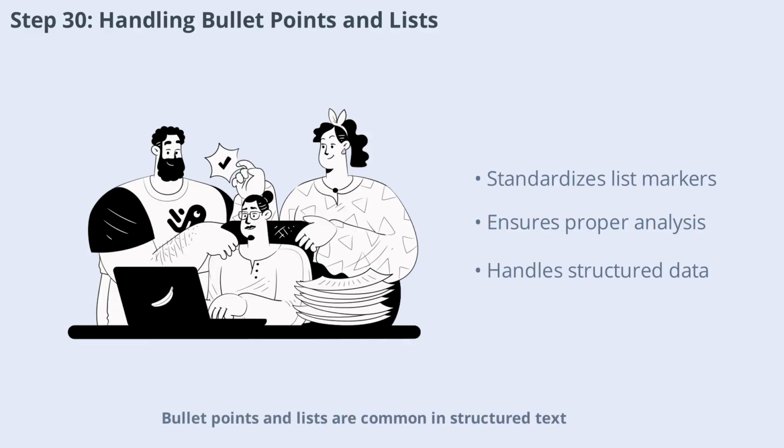Bullet points and lists are common in structured text such as reports or presentations. Standardizing or removing list markers helps ensure that the content is analyzed as intended. This step is important for projects involving structured or semi-structured text data.